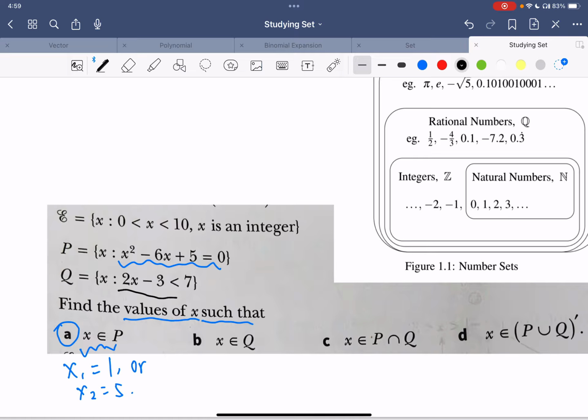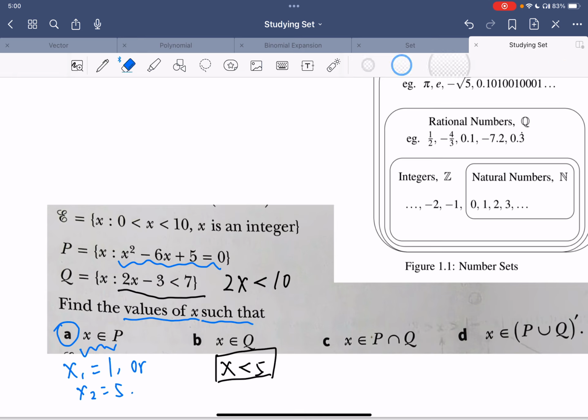What does Q represent? Q is an inequality. Then let's solve the inequality together. Smaller than 10, then x smaller than 5. Okay, so is that the final answer we are looking for? No, pay close attention here. If you stop here, then you got it wrong.